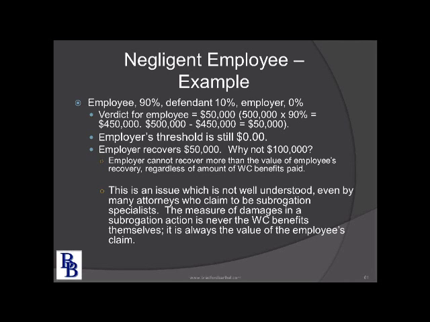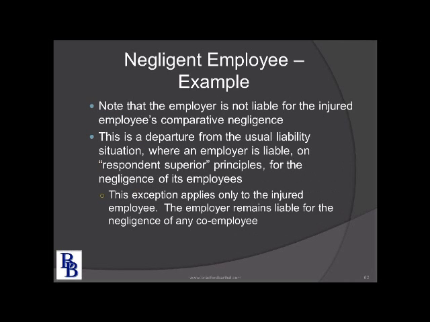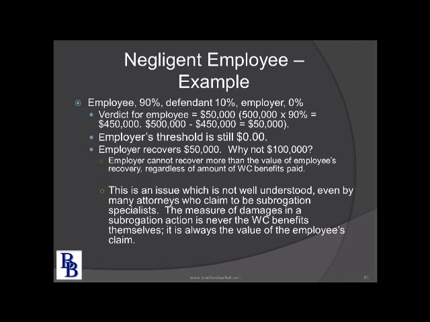Now the employer's threshold is still 0 because there's no employer negligence. How much can the employer recover? He can only recover $50,000. He can't get the whole 100 even though he wasn't negligent. And the reason for that, as I said earlier, is because the value of the case is based on the employee's damages, not the employer's workers' compensation benefits. This is an issue which even some workers' comp subrogation specialists don't seem to understand. The measure of damages in a workers' compensation case is always the employee's damages, not the workers' comp benefits themselves.